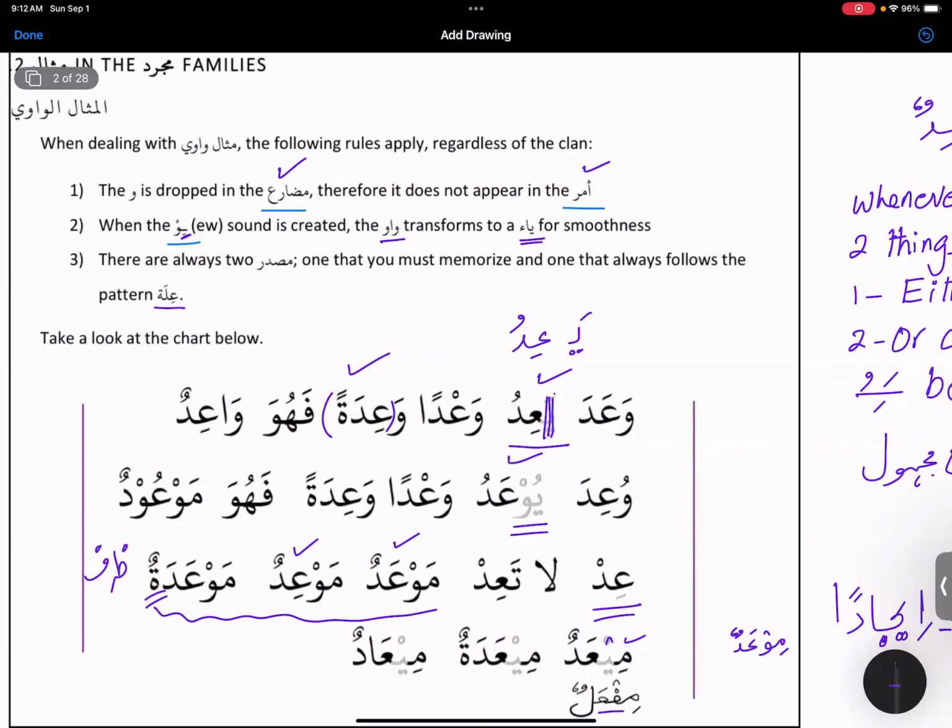And then the ism ala is supposed to be on the pattern of mif'alun. Right? Mif'alun. So on this pattern, it will become mev'adun. So again, the w sound is happening over here. So what is going to happen? Because kasra is more compatible with ya, this vowel is going to be changed into ya. So we will have mi'adun. So mi'adun, mi'adatun, and then mi'adun.